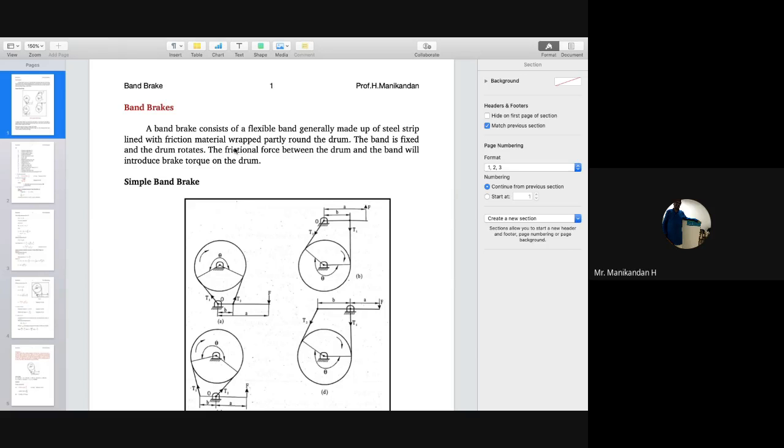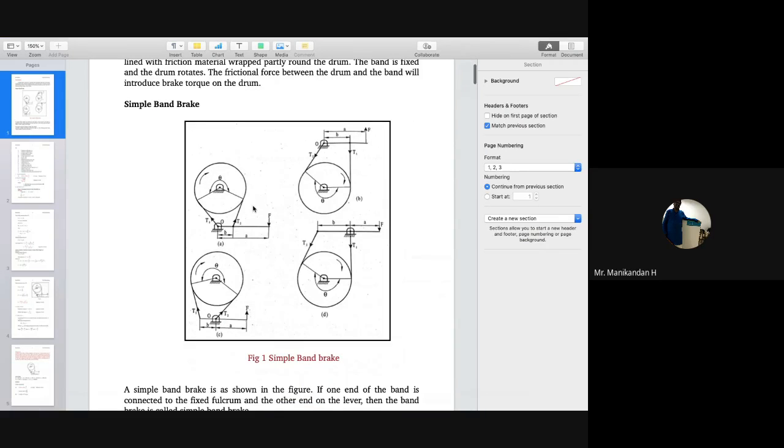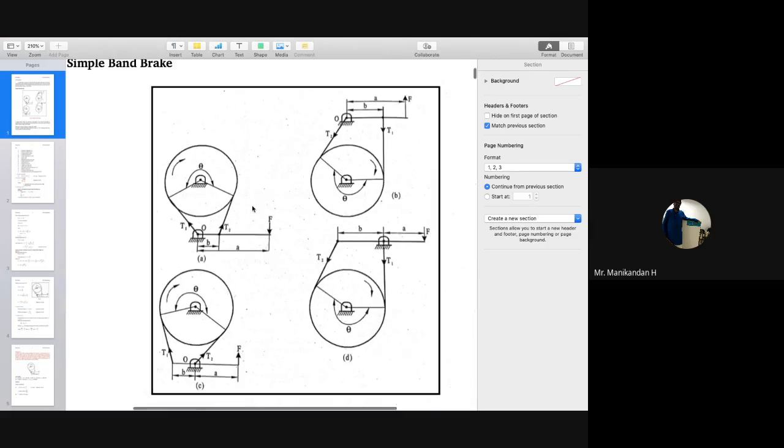For finding out the individual tensions, you can see this figure. See the figure here, actually all these drums are there, and T1, T2 is there, right? And even here also, the various configurations I have shown.